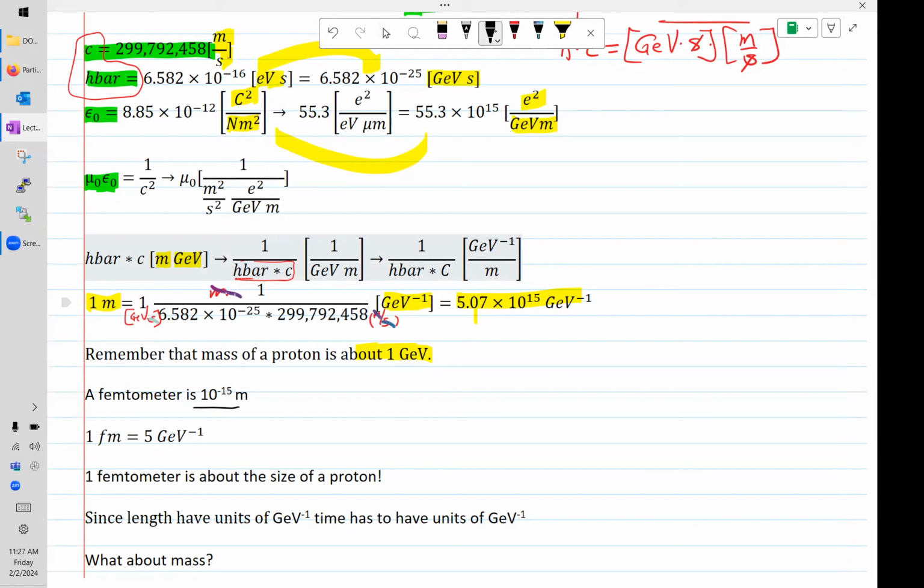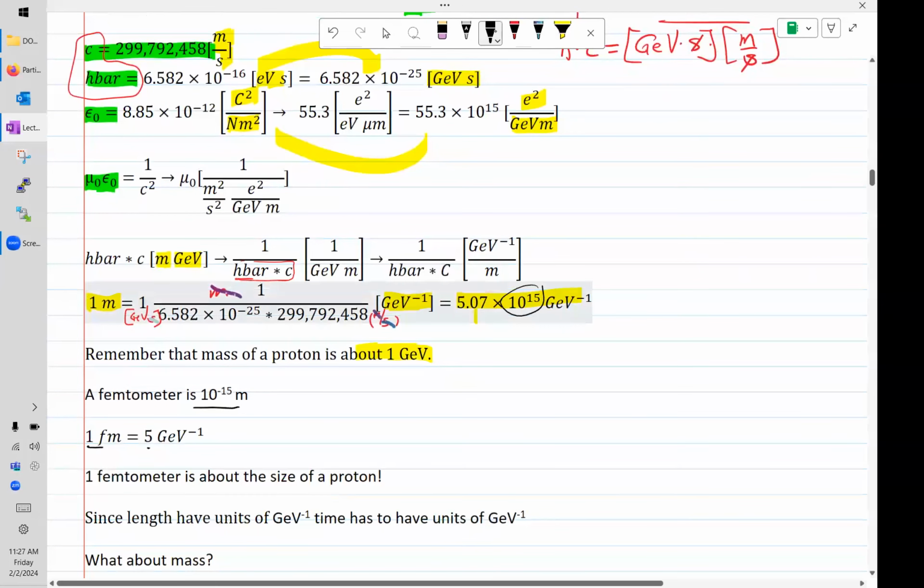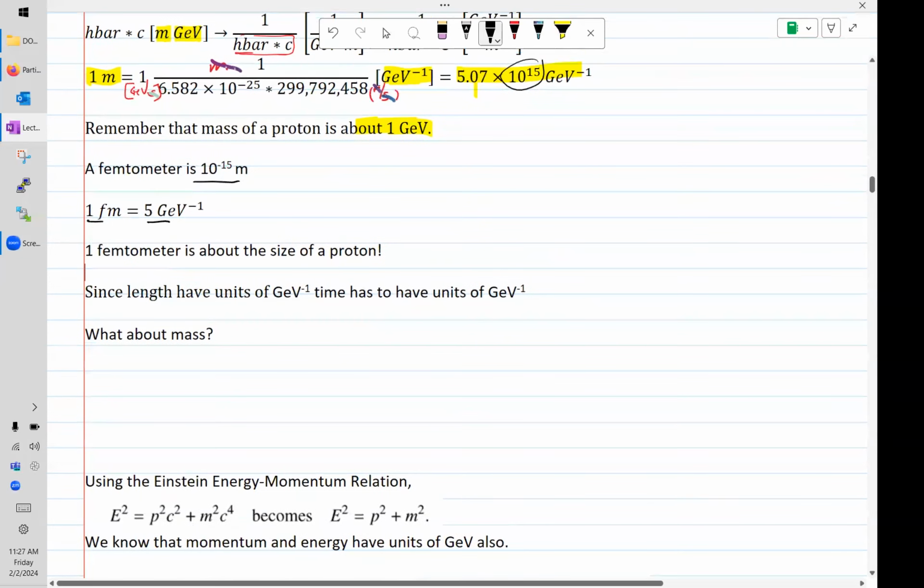So that 10 to the -15 basically knocks out this power, okay? So 1 femtometer is basically 5 electron volts to the -1 power, right? And the reason I bring this up is that a femtometer is actually approximately the size of a proton. I think it's about 2.3 or something like that. It's a little bit less, right? So all of these numbers work at about the same scale, okay? Which is really nice.